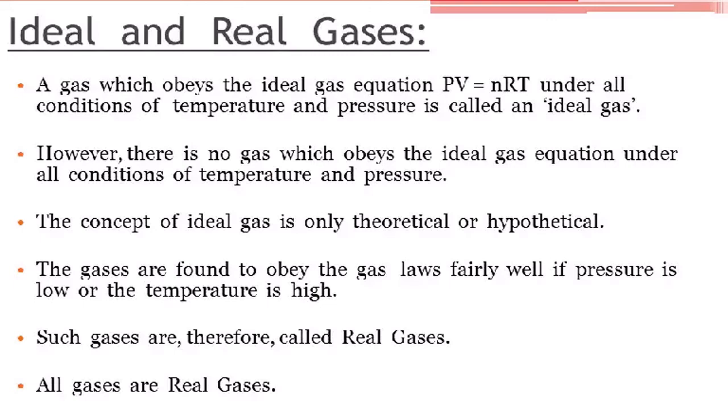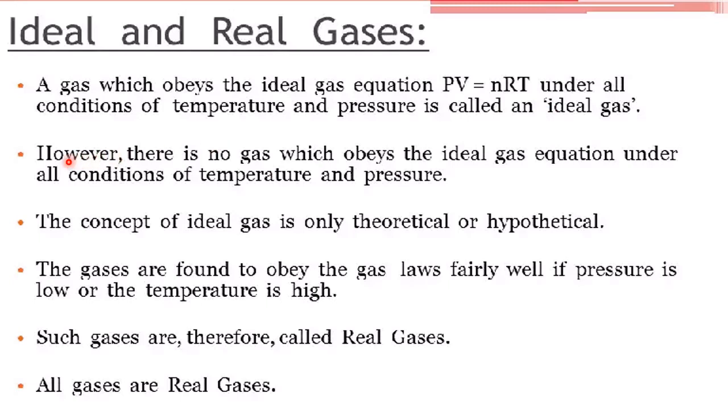So whatever gas we came across, for example helium, argon, carbon dioxide, methane, hydrogen, all the gases are called real gases, and they don't obey the gas equation PV = nRT at all temperatures. Only at a particular temperature and a particular pressure do they obey. Okay, so all gases are real gases. Okay, right. Point number one: a gas which obeys the ideal gas equation PV = nRT under all conditions of temperature and pressure is called an ideal gas.